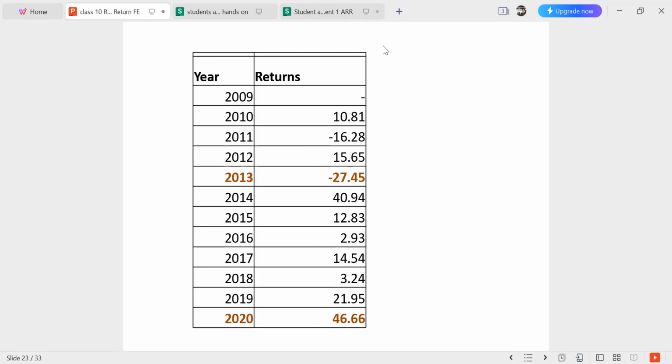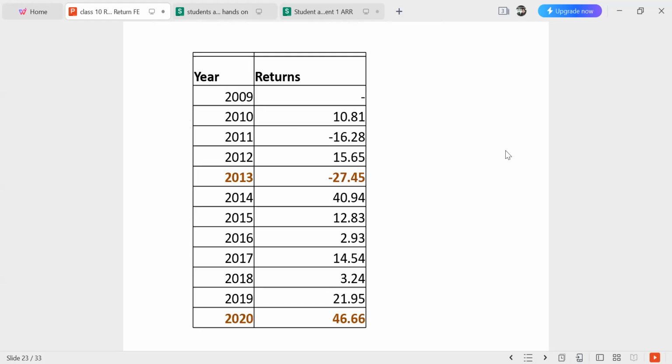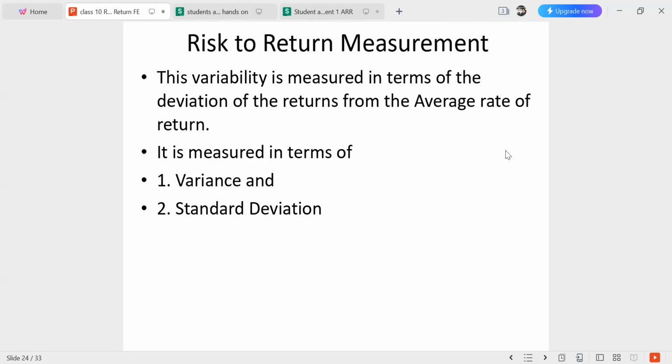So you want to calculate how much is the volatility, the fluctuation risk you are involved in. In that case, we calculate the change in the volatility, and this volatility is calculated by two concepts, known as the variance and the standard deviation. Right from here, risk to return measurement. The variability in the return is measured in terms of deviation of returns from the average rate of return, and this is measured in terms of your variance and the standard deviation. How much your return is fluctuating from your average rate of return.